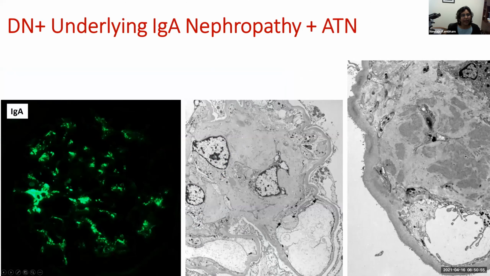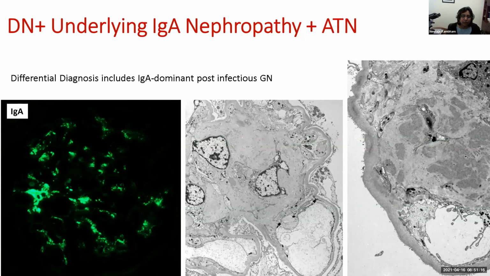You can see that mesangial sclerosis here, again some ATN, acute tubular injury here in the tubules. And on IF had IgA deposits in the mesangium. And you can see here mesangial sclerosis like you expect in a diabetic nephropathy, but there were also electron dense deposits. These correspond to the IgA deposits. So this is a patient with diabetes with underlying IgA nephropathy.